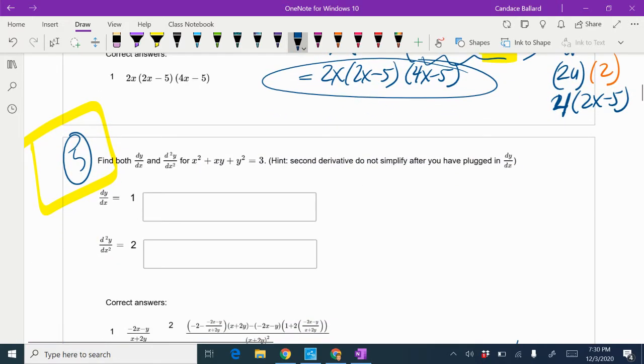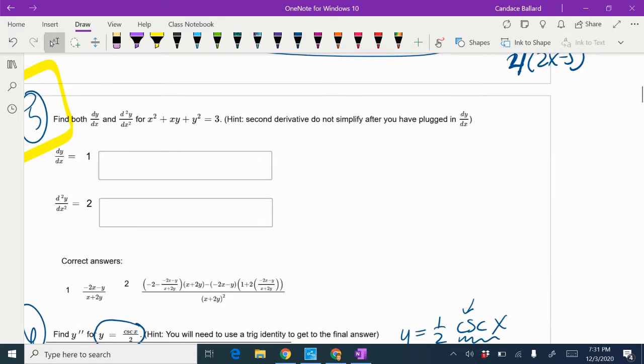All right, the next one that wasn't in any other video was number 5. And I need to find both the first and second derivative. And then the second derivative, we don't have to simplify once we've plugged in dy dx. So it looks like in this first one here, I do have a good old product rule going on. So I've got the x, I've got the y.